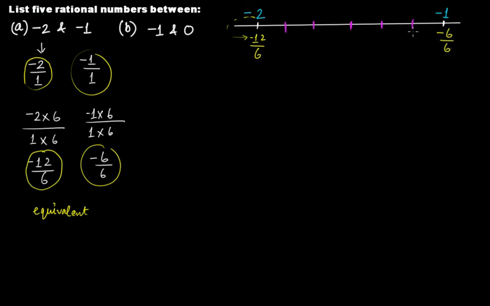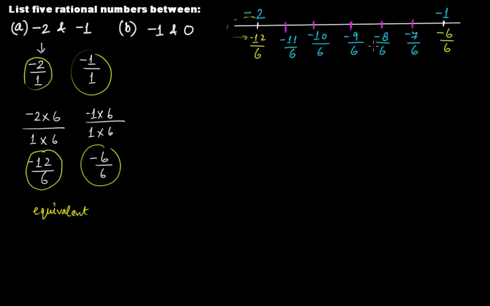Now, this 6 tells us that this has been broken into 6 equal parts. Now we have 5 marks which will tell us the 5 rational numbers. Now focus on the numerators. What is the numerator here? -6. What is the numerator here? -12. So this will be -7 over 6, -8 over 6, -9 over 6, -10 over 6, and -11 over 6. So 1, 2, 3, 4 and 5. We have 5 rational numbers and those are here.